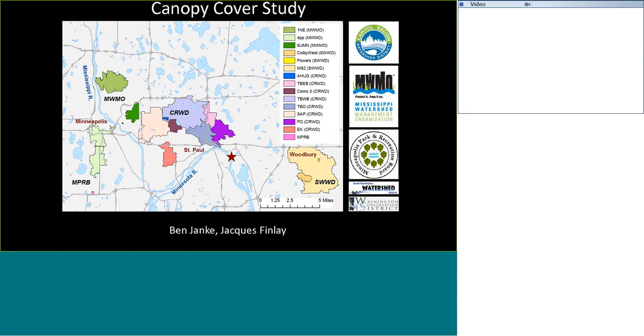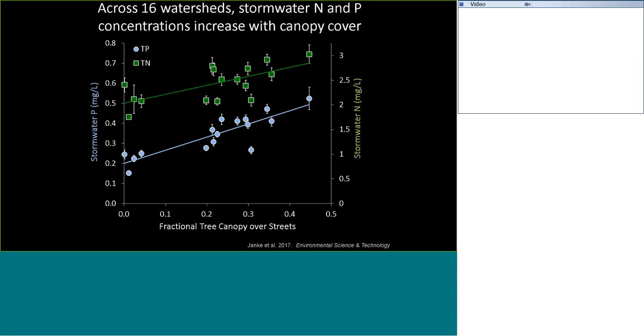So we could look for relationships between stormwater nutrient concentrations and loading and tree canopy cover across a number of watersheds. This shows data from 16 different watersheds across the Twin Cities metro, where we're looking again at fractional tree canopy cover over streets, and the concentrations of phosphorus in blue and nitrogen in green in stormwater. You can see that there is a significant positive relationship between tree canopy cover and phosphorus and nitrogen concentrations in stormwater.